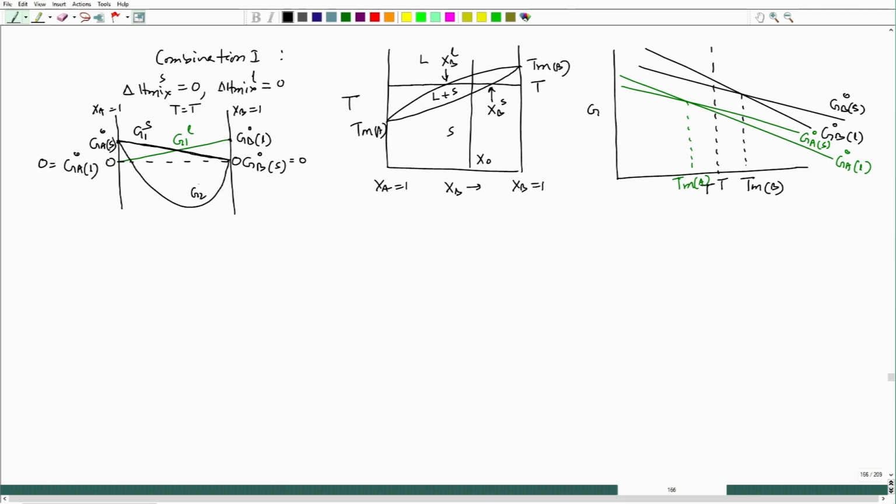this is G2 solid and this one would be G2 liquid, and the equilibrium is this one, and the common tangent, we draw a common tangent like this, and these two compositions Xb of solid and this is Xb of liquid. So, these two compositions are this and this.